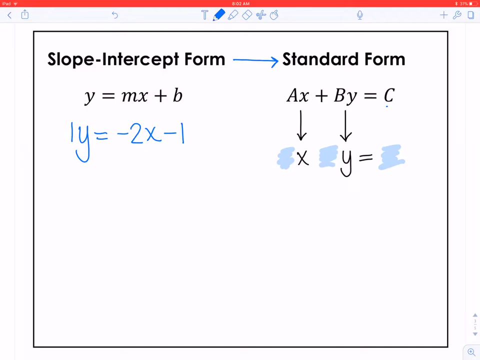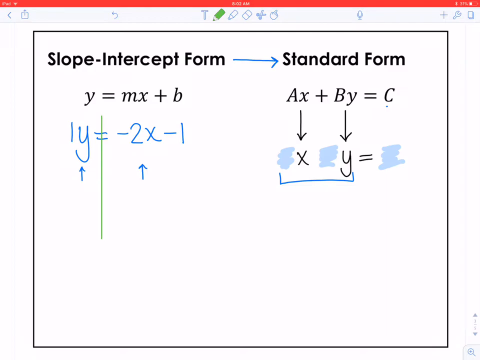So if we want to head to standard form, then we need to be looking at x and y, both of those terms, on the same side of the equation. Right now, my y is on the left side and my x is on the right side of our equal sign. We got to make sure that we keep things balanced.